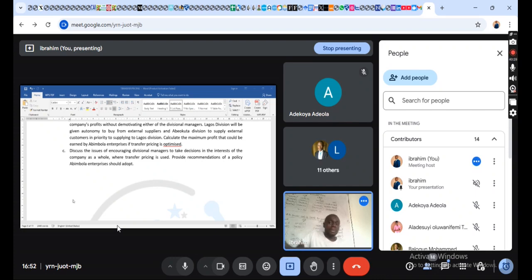There may be preferential treatment. Maybe division A, which is the selling division, knows one of the top officials. Before you know, they will use preferential treatment and say, okay, division B, go and buy outside, because he knows someone inside. Do you get?